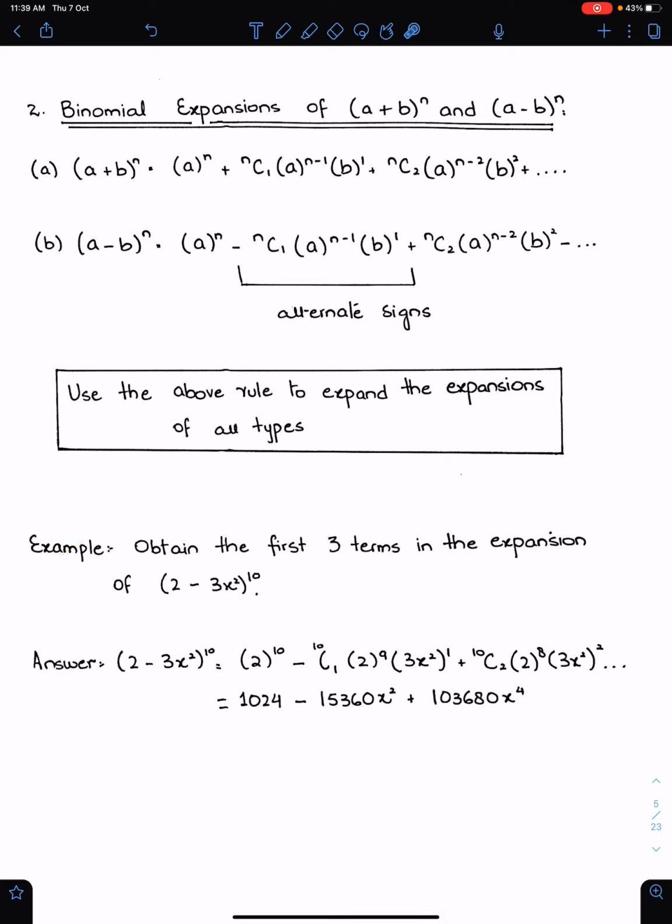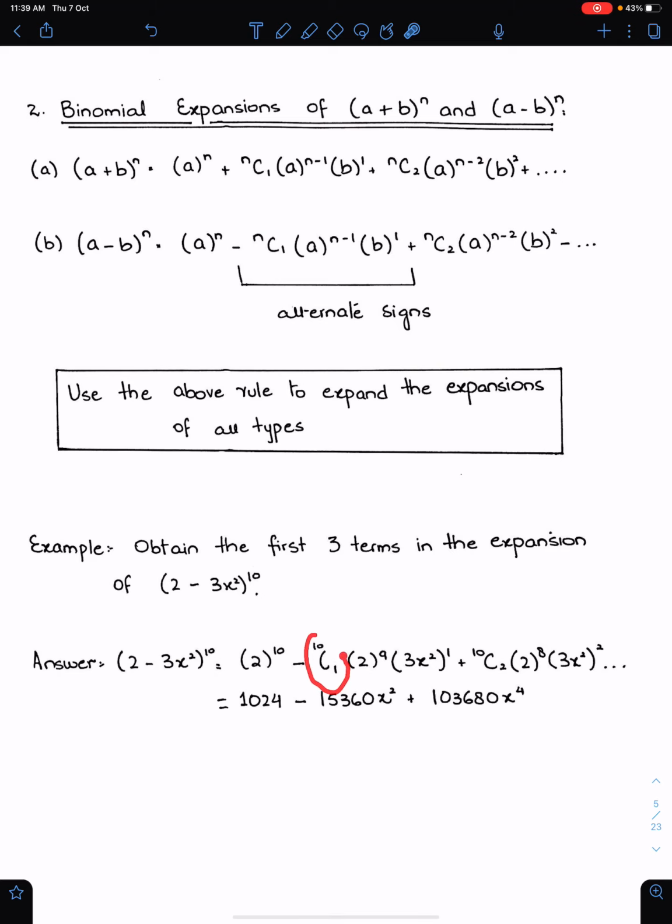Example: obtain the first three terms in the expansion of this. This is similar to this, so I will use this theorem to expand this expansion. So the first term is 2 with power 10. Now put a negative sign, because signs are alternate because of this negative.